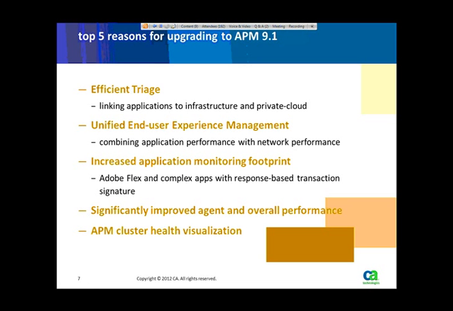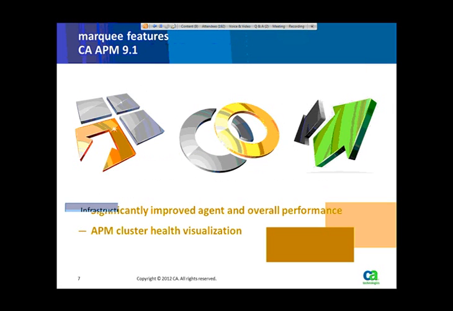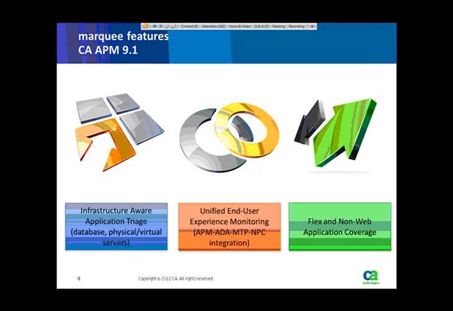And then in the next session, we're planning to have a series of these sessions. In the next one, we will cover the end-user experience management and increased application monitoring footprint. And in the third session, we will cover the agent and APM improvements. So here are the marquee features: infrastructure-aware application triage, unified end-user experience monitoring, flex and non-web application coverage.